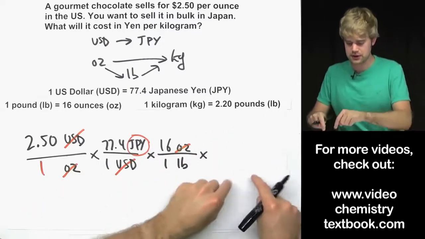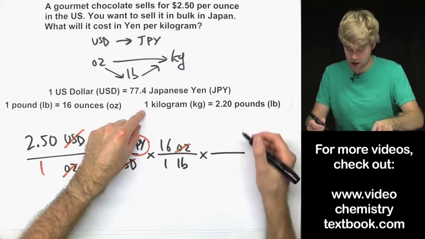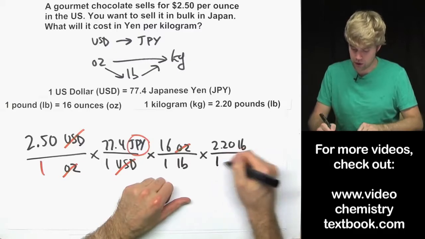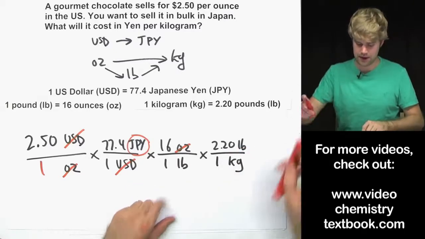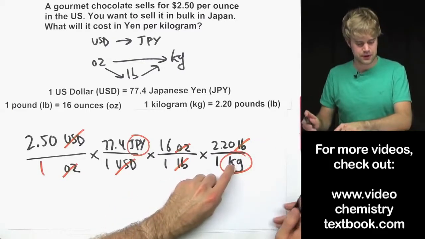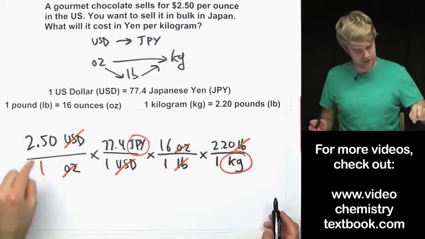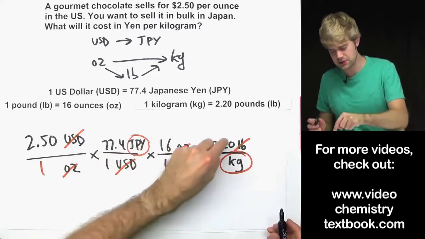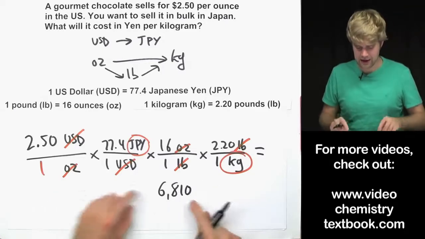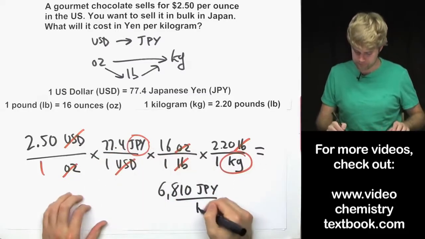To get from pounds to kilograms, I'll use a conversion factor that has 2.20 pounds on the top, so they cancel here. And I'll put 1 kilogram here on the bottom. So pounds on the bottom, pounds on the top, and now that leaves me with kilograms. So I have Japanese yen on the top, kilograms on the bottom. Plug through the math, this divided by this times this divided by this times this divided by this times this divided by this equals 6,810 Japanese yen, JPY, per kilogram.